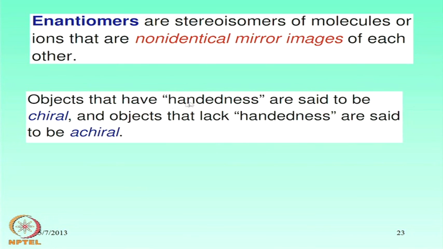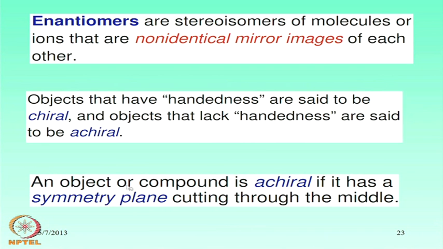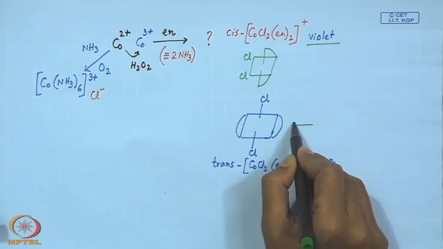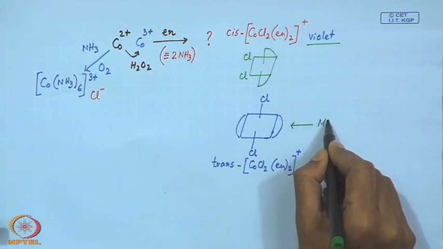Next, we see that objects that have handedness are said to be chiral and objects that lack handedness are said to be achiral. So, it is related to handedness behavior, that is, how right-handed or left-handed behavior makes us consider the molecule chiral. If that is not there, like in our trans isomer, we consider them achiral. An object or compound would be achiral if it has a symmetry plane cutting through the middle. So, in this trans molecule we can consider this plane as its mirror plane.